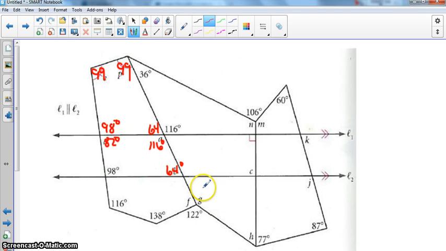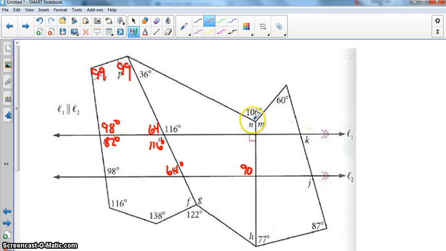Okay. Let's see what else we can do. It seems like there's a lot of quadrilaterals and things going on in here. If you look at this angle being 90 degrees, it's same side interior to C, so C must be 90 degrees also. Okay. Let's move up into this quadrilateral if you see this right here.